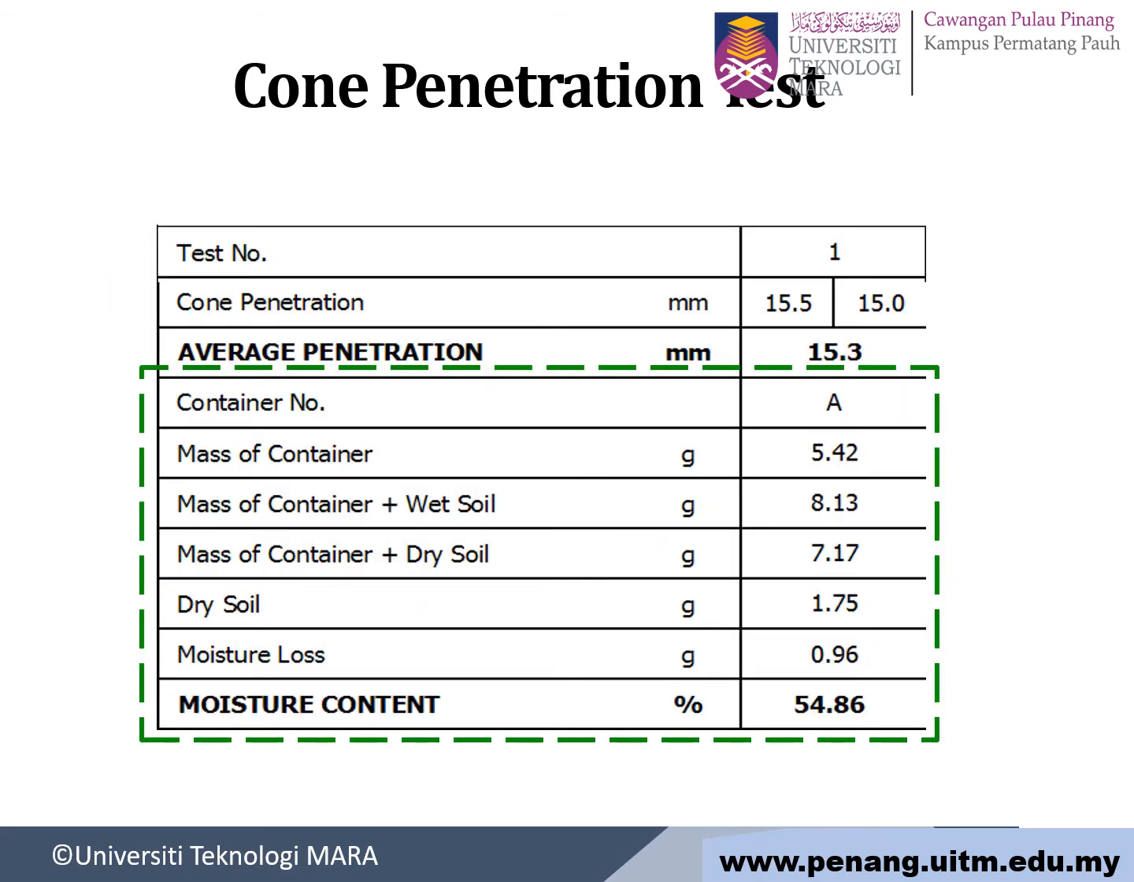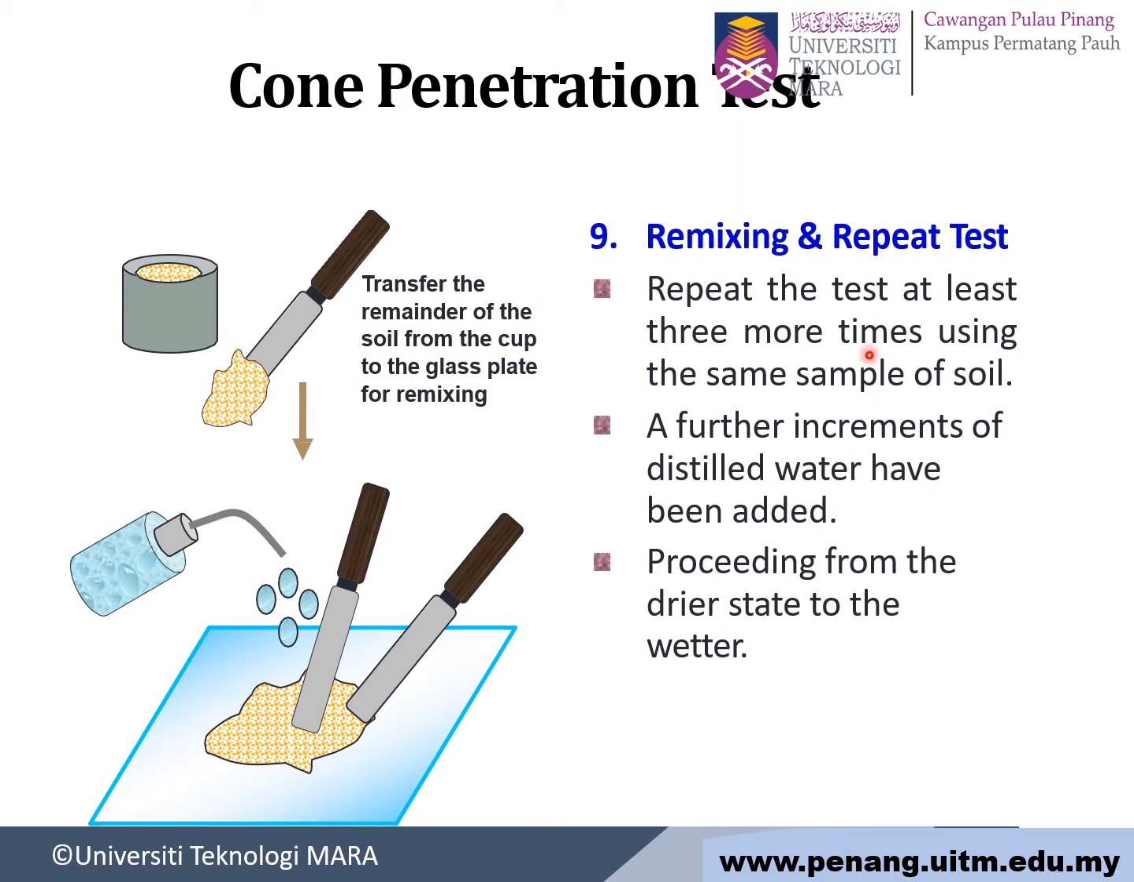This is the example of the result from the cone penetration test. If you see here, we have cone penetration value in mm. We have the mass of container and wet soil, mass of container and dry soil, and then you can calculate the dry soil and moisture loss and the moisture content here. How to determine the moisture content is the moisture loss divided by dry soil times 100%. Step number 9, remixing and repeat the test.